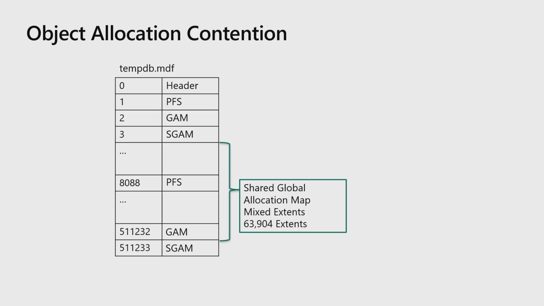The SGAM is a bitmap. So if the bit is 1, then it's being used as a mixed extent and has space available to be allocated. And then we would look for the corresponding PFS page to find the empty pages within the extent, and then we would allocate that page. The important point here is that the SGAM is used in conjunction with the PFS page in order to allocate space on a mixed extent. And again, after about 64,000 extents, you get another SGAM on the same file.